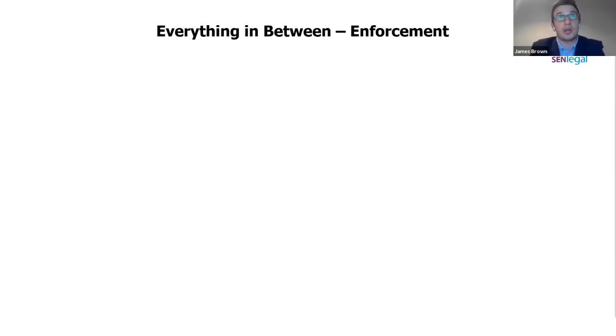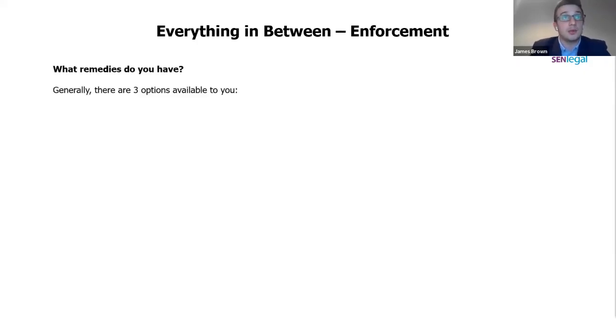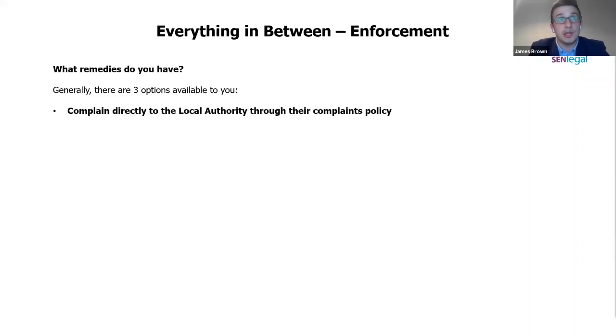Now, what can you do about that? Generally, there are 3 options available to you. You can complain directly to the local authority through their complaints policy. You can use the local government ombudsman complaint, or you can consider judicial review action. Now, in relation to the first 2, my view is that in circumstances such as those set out on that previous slide, they're not going to be much use to you in getting what you need in a relatively quick time.